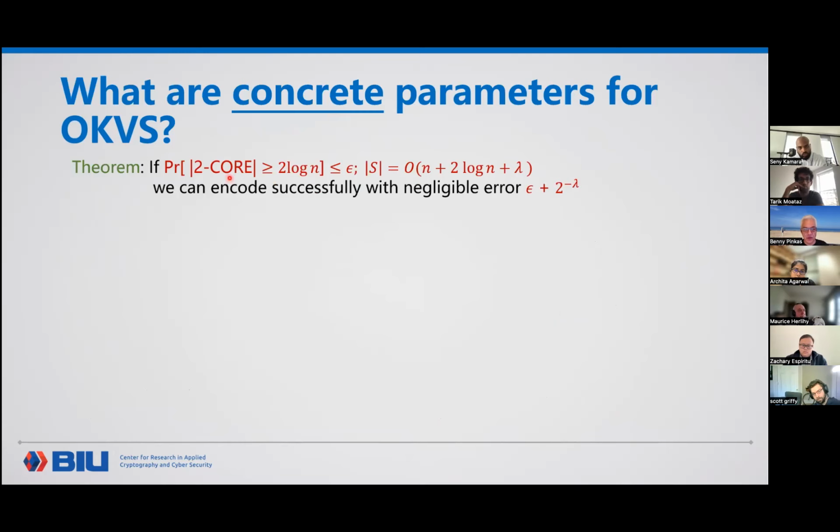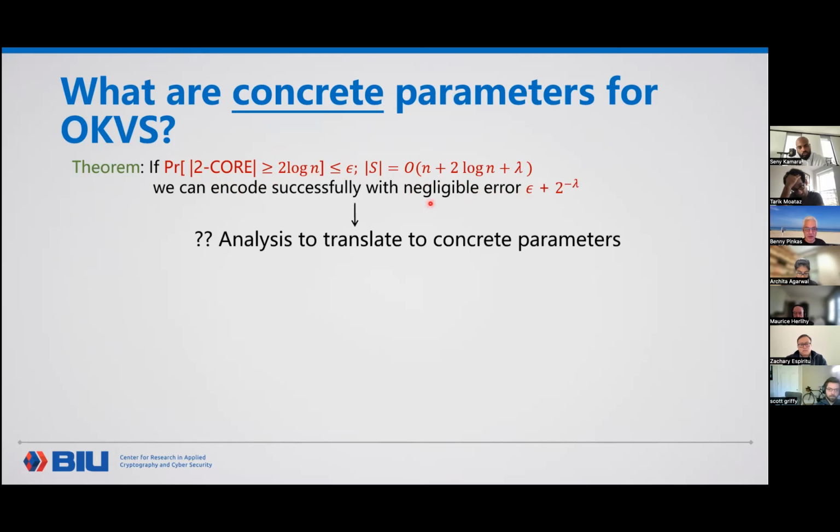Okay. And we have this theorem that if the probability of the 2-core being more than 2 log n is smaller than epsilon, which means that it's very small. So if the 2-core is very small, we're going to have a very small set of cycles at the end. And then we can work well with the linear storage, and then we can encode successfully with only negligible error.